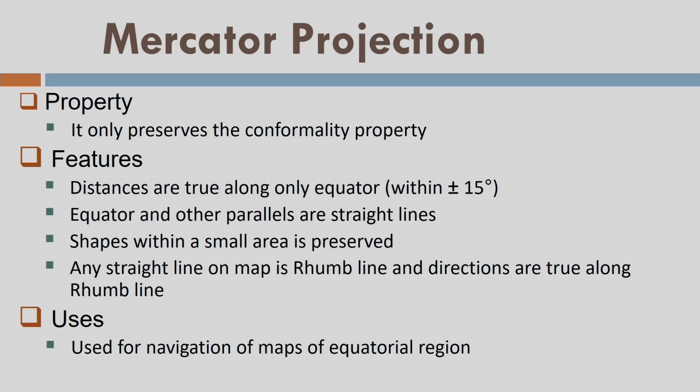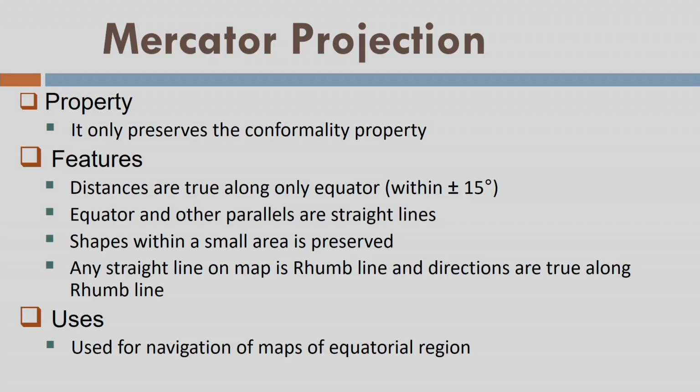Any straight line on a map is a rhumb line, and directions are true along a rhumb line. The rhumb line, as I told, maintains the same angle with the meridians. Since it is conformal, you can find that the rhumb line will be a straight line. The uses are navigation and maps of the equatorial region. That means if a country is around the equator, we should use this Mercator projection for that country or region, and within plus or minus 15 degrees we will find minimum distortions.